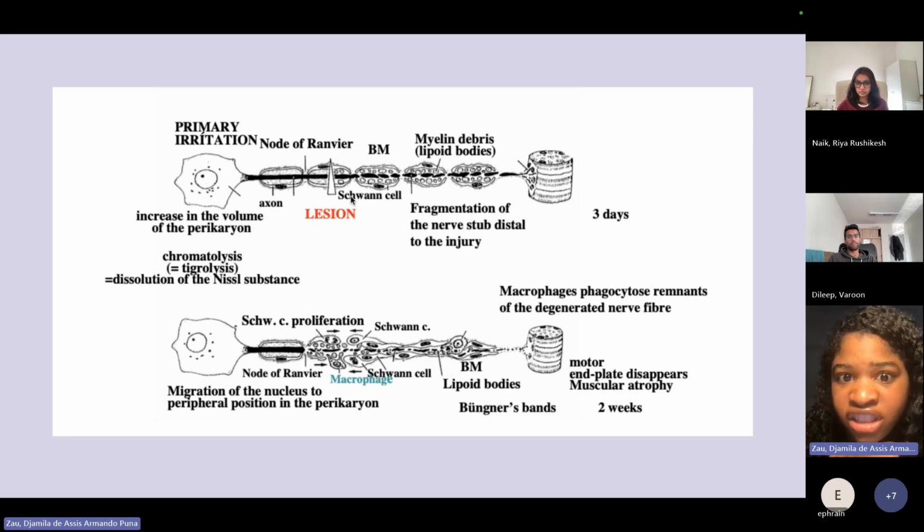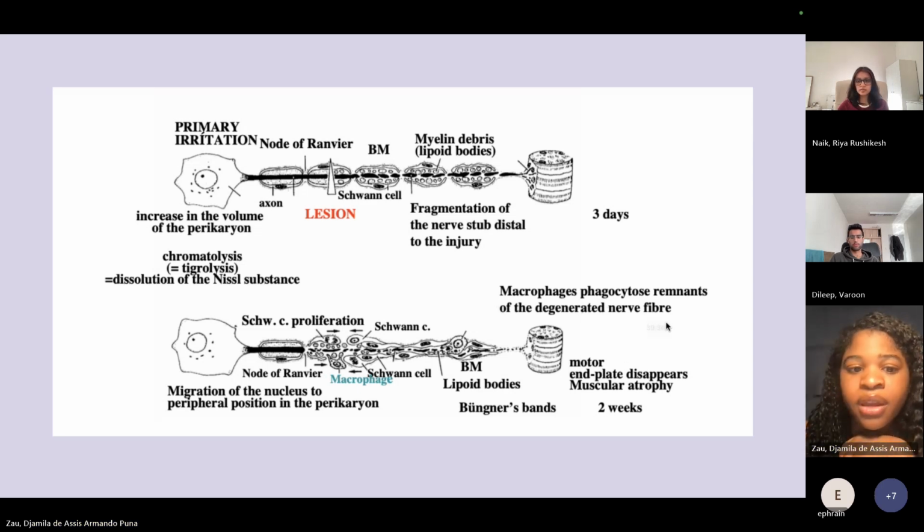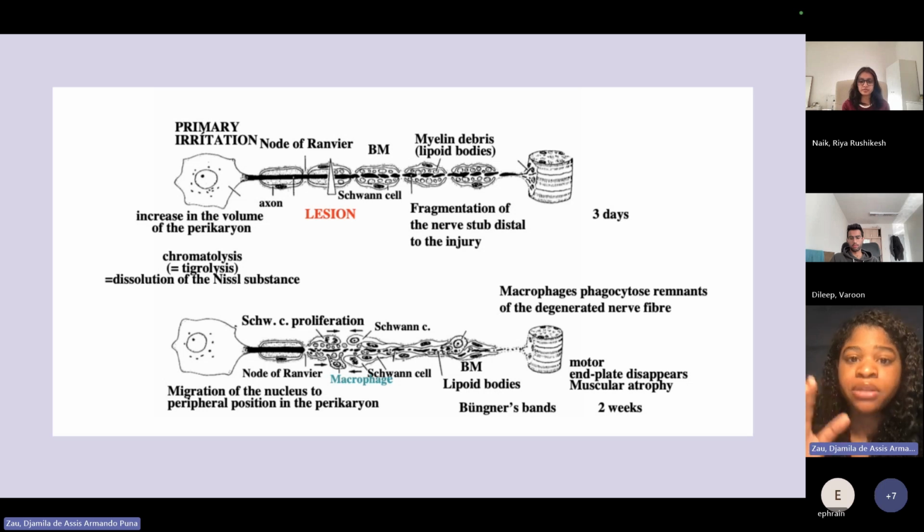And everything that's degenerated, the Nissl substances, everything that's degenerated, is going to be phagocytosed by macrophages. Now, Schwann cells, they can proliferate. So this is actually a good thing, because now we're going to have rebuilding of the area that was degenerated, that was distal to the injury, which is what's happening here. We have proliferation of Schwann cells, and eventually we have rebuilding. We have migration of the nucleus to the peripheral position of the perikaryon.